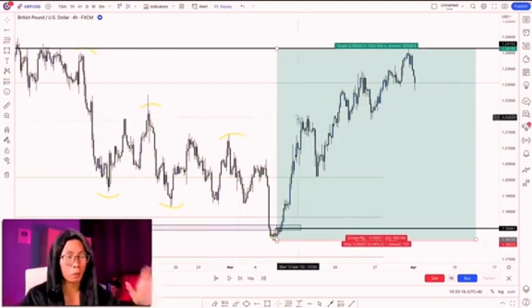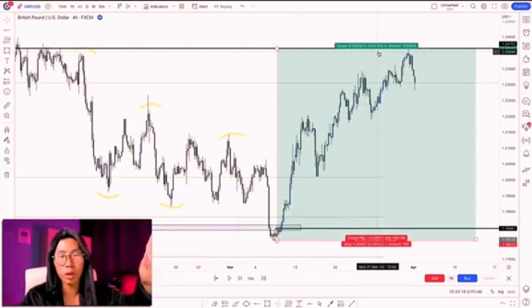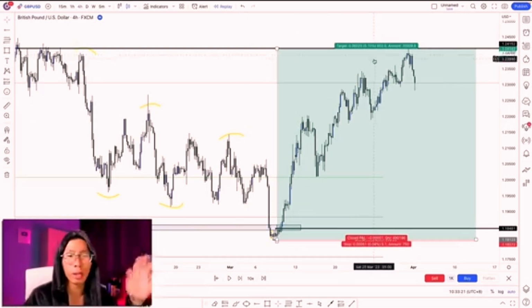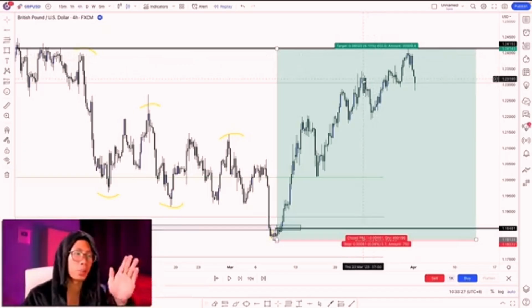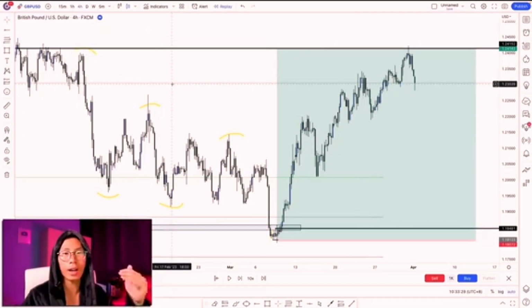If you're scalping, remember your take profit shouldn't be 100 pips at all. It should be like 10 pips, 30 pips, 50 pips if you're scalping. This is more for those swing traders, right? This is more for those intraday and swing traders who want to get a higher risk to reward ratio.